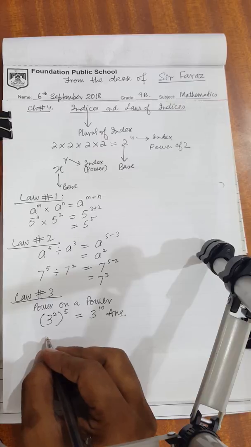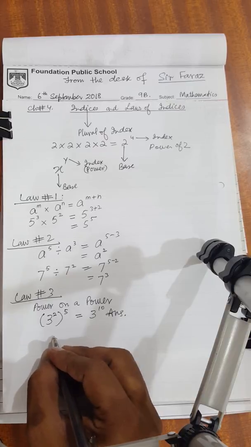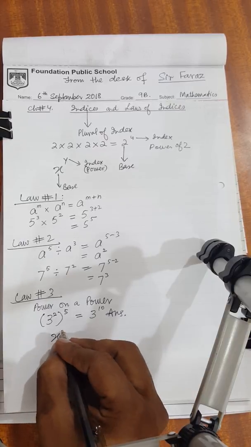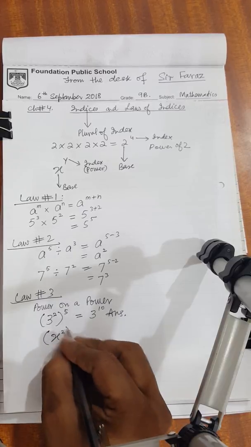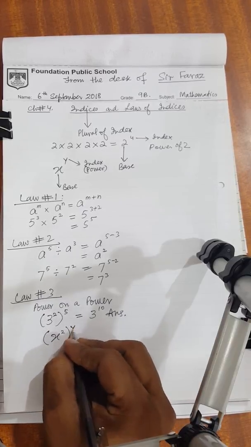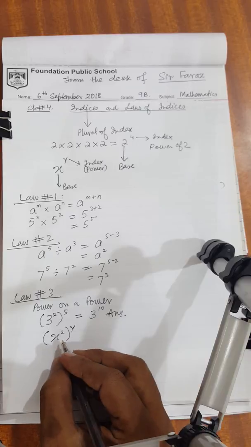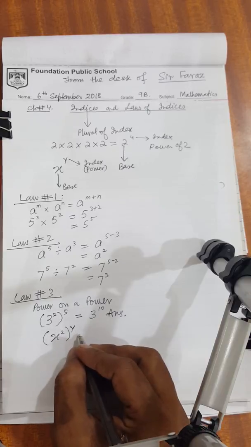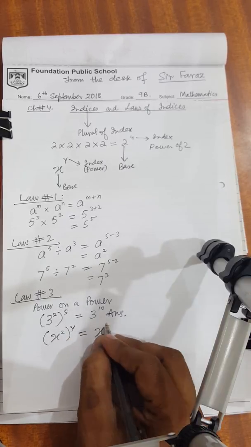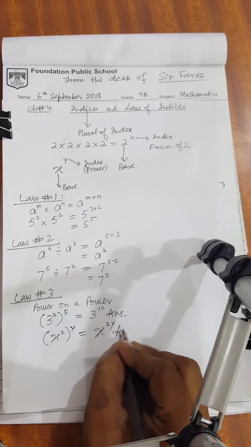Consider another example. Consider a variable base, x to the power 2, x squared, whole power y. We multiply their powers. 2 multiplied by y, that is equal to x raised to the power 2y.